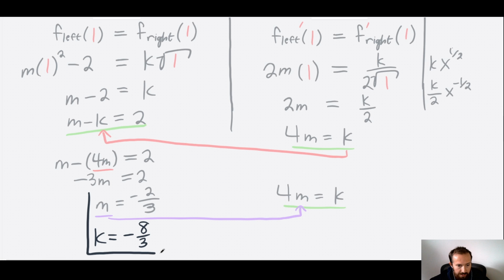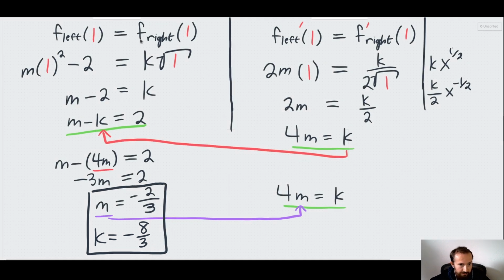So apparently, these are the two values that would basically make the function on the left and right equal each other at x equals 1, and also the derivatives of the functions on the left and right equal each other at x equals 1. So now let's hop back over to Desmos to verify if this is true.